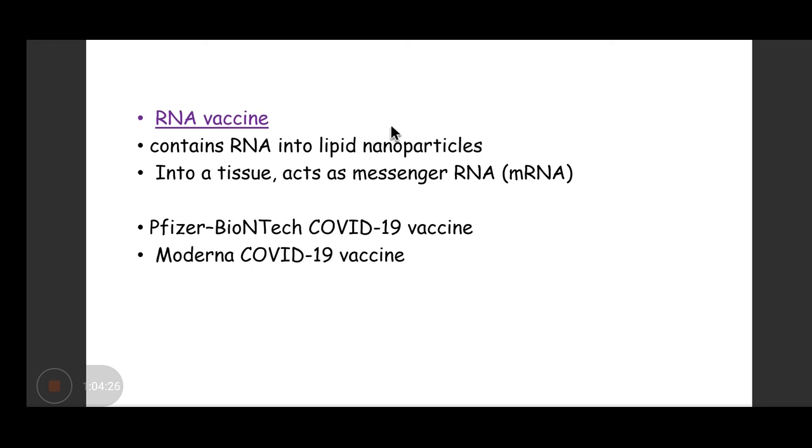So this RNA is given as a combination with lipid nanoparticles. These lipid nanoparticles surround this RNA. So this RNA, when it enters the tissue, will be taken up by the cells, and when it reaches the cytoplasm, it will act as a messenger RNA, and it will translate the protein, and that protein will appear on the surface of the cell, and that will act as an immuno antigen for the development of immunity.